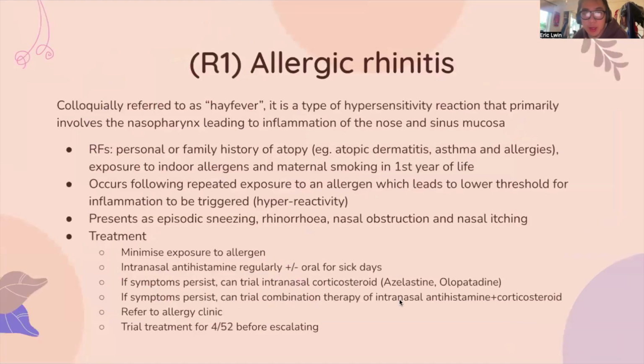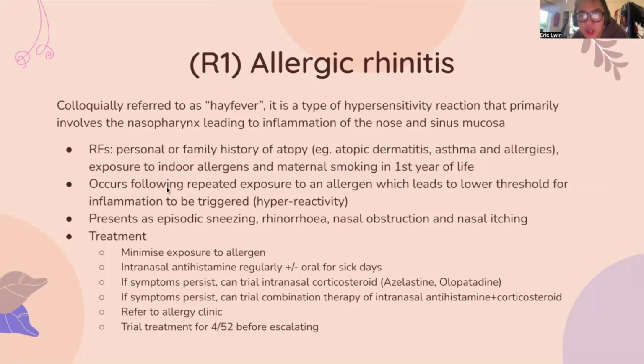Okay, the next section is on the nose. So firstly, we'll be talking about allergic rhinitis, which is also referred to as hay fever. It's a type of hypersensitivity reaction that primarily involves the nasopharynx, leading to inflammation of the nose and the sinus mucosa. Risk factors are a personal or family history of atopy, just like with your classic asthma, eczema, and allergies. They all are risk factors for each other.